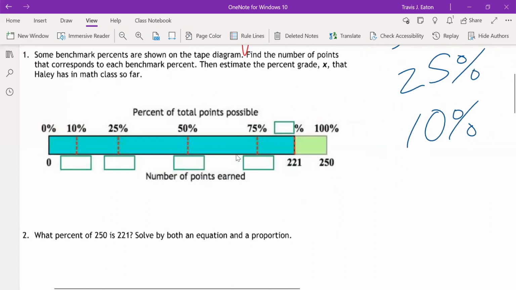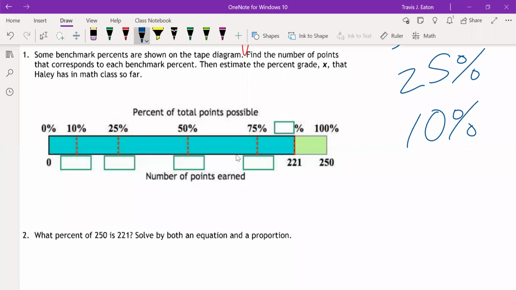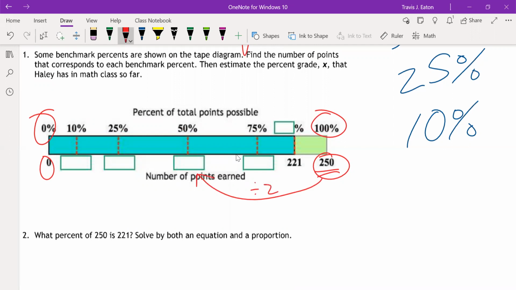All right. So let's take a look at this tape diagram here. First of all, in this tape diagram, of course, 0 is 0%, and 250 is 100%. So if we know what 100% is, we can find 50% because that's going to be half, right? So we can find that by simply dividing by 2, cutting something in half. Half of 250 is 125. So that's not so hard.